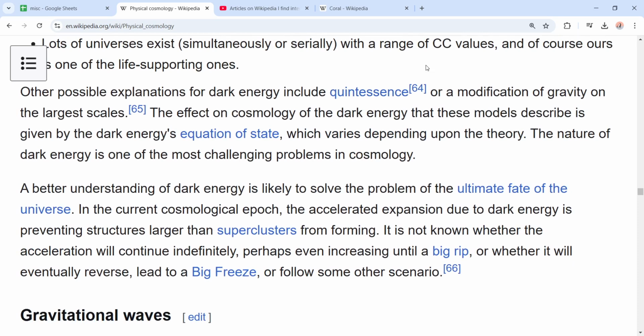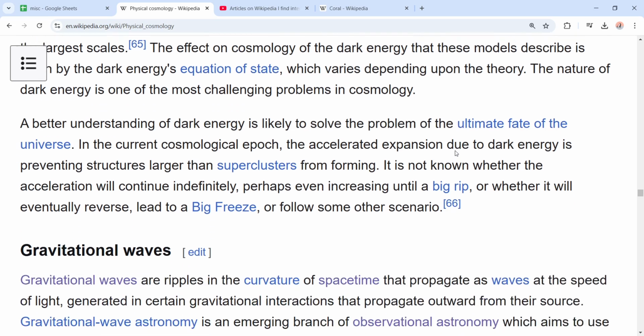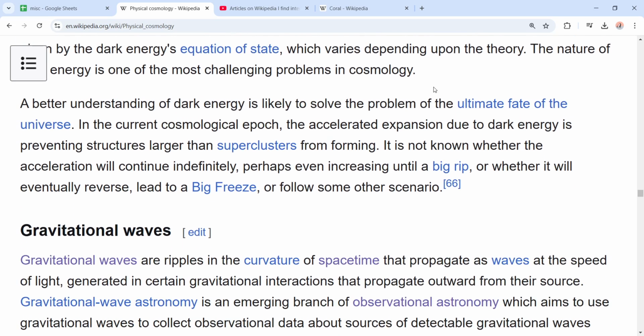The effect on cosmology of the dark energy that these models describe is given by the dark energy's equation of state, which varies depending upon the theory. The nature of dark energy is one of the most challenging problems in cosmology. A better understanding of dark energy is likely to solve the problem of the ultimate fate of the universe.